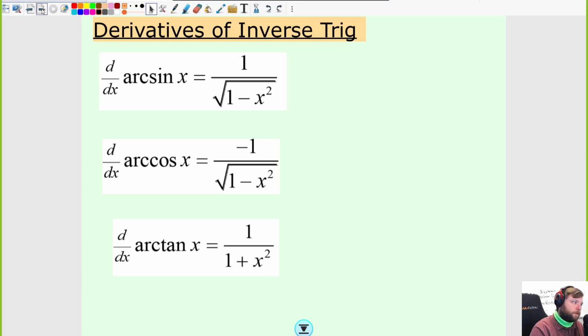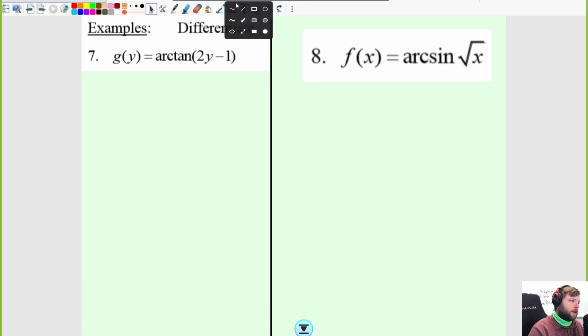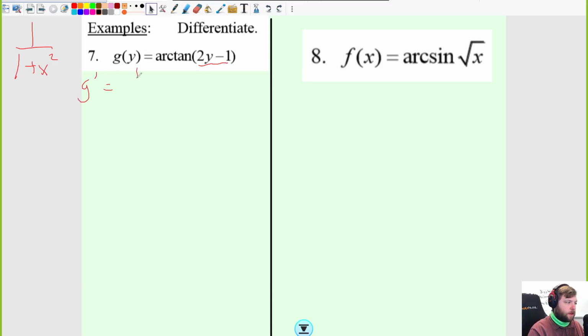Oh well. Okay. So for arctangent, I know the derivative of tangent inverse is 1 over 1 plus x squared. Your inside is this thing. So your g prime would be 1 over 1 plus the inside squared, times the derivative of this, which is just 2. I know it says y, but we're not going to go times dy dx. Not a differentiation one. You can just leave it like this.